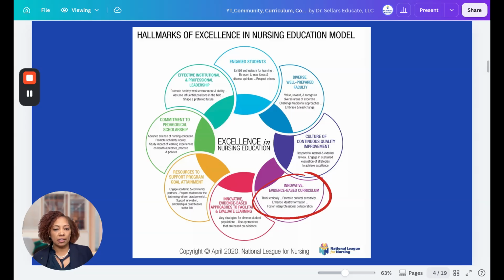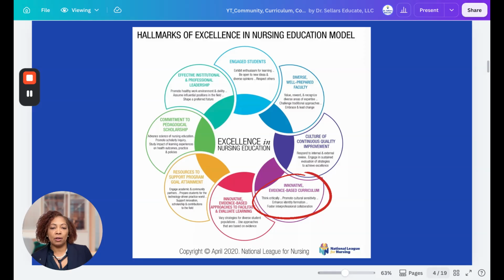Now, this is from NLN. You can see that this is their model. They have outlined specifically what are those key components, those key categories associated with having this high level of excellence within our nursing program. And you can see here that innovative evidence-based curriculum is one of the key elements.